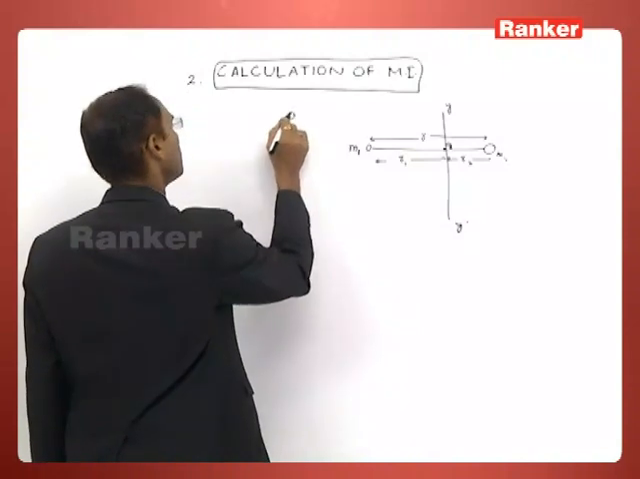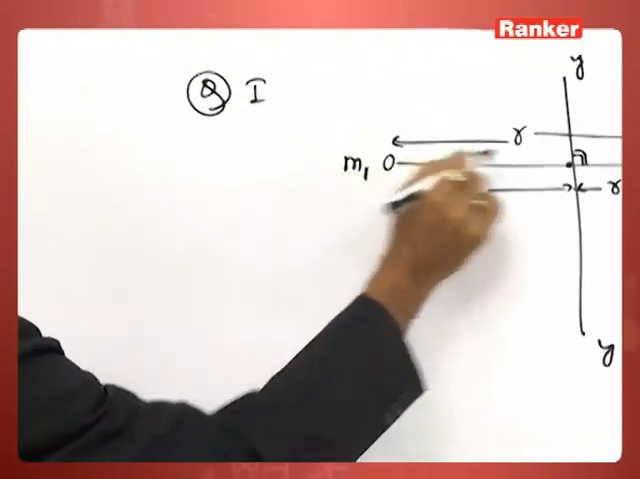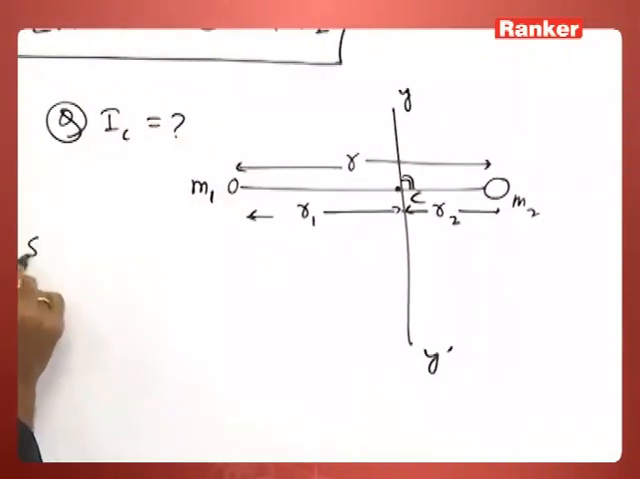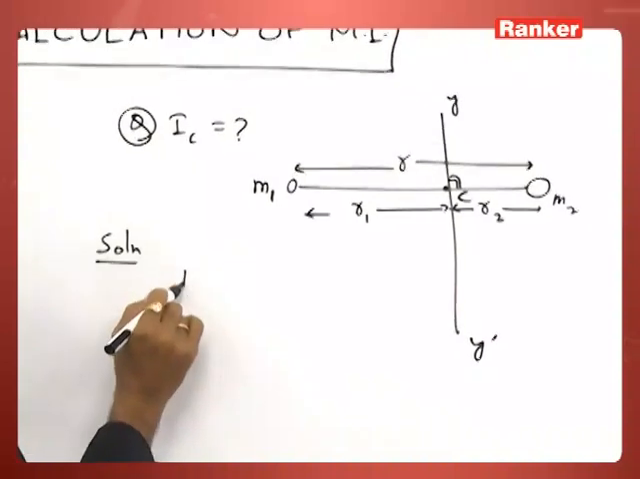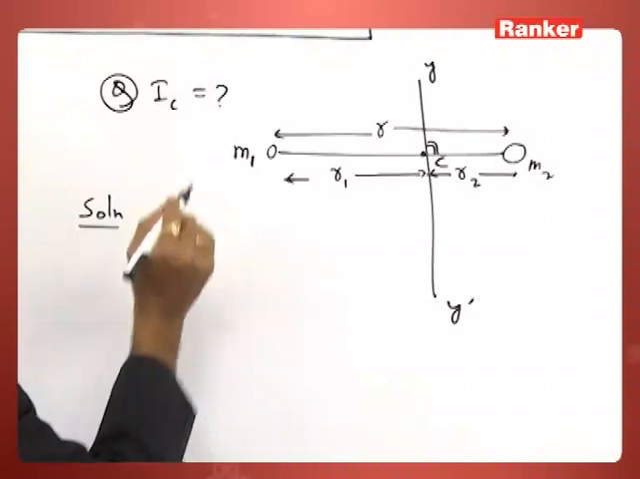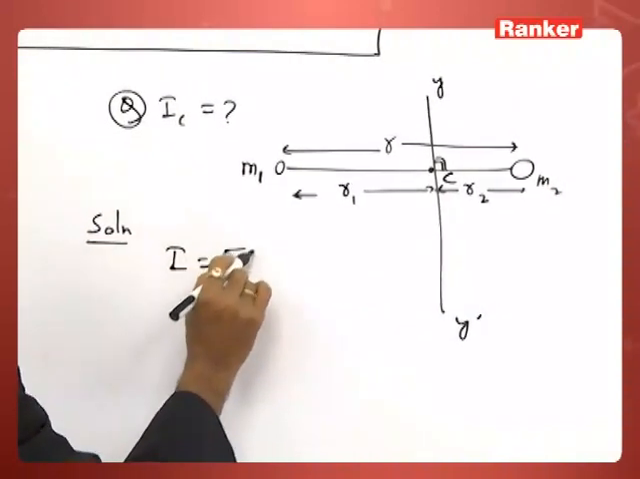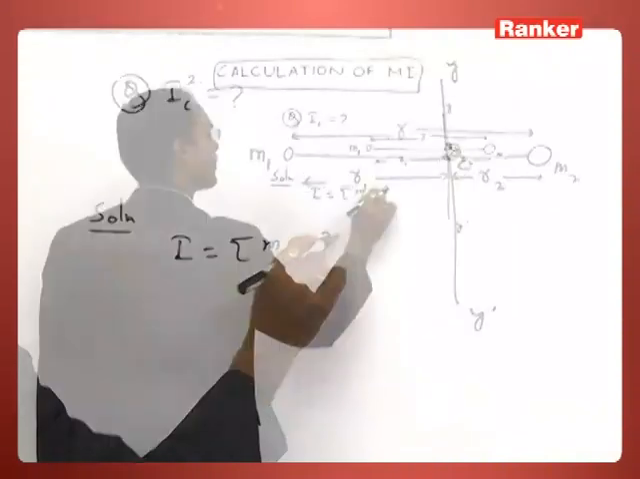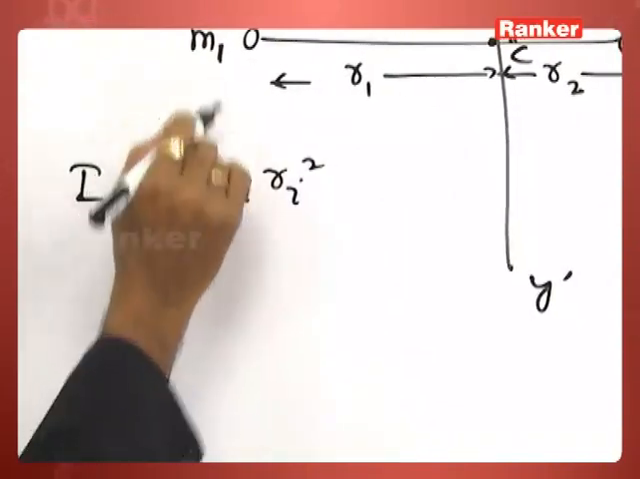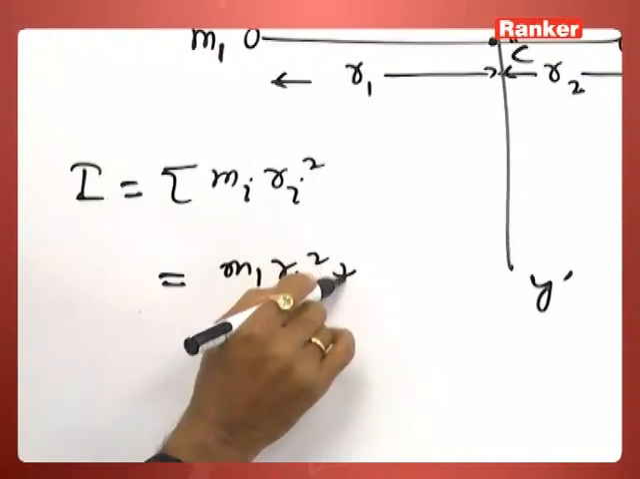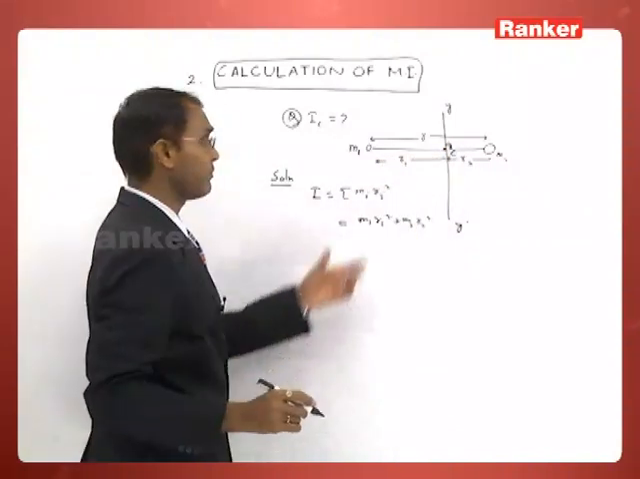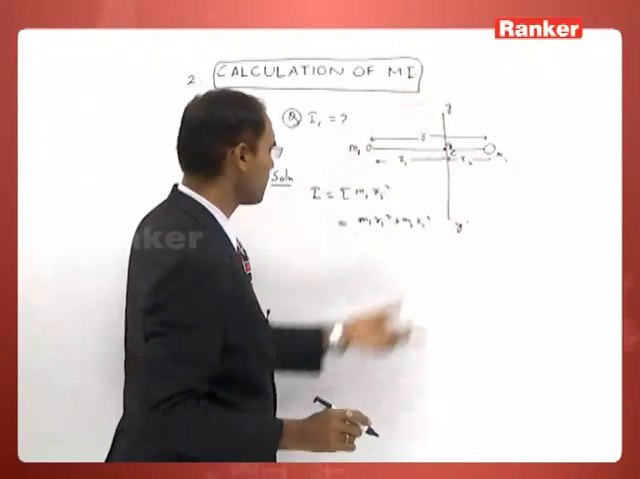Moment of inertia of the system with respect to the center of mass is how much? For this, let us solve. Moment of inertia as per the definition for a system of particles about the given axis is the summation of mi ri square. So it is m1 r1 square plus m2 r2 square. R1 and r2 are the perpendicular distances of these particles from the given axis.